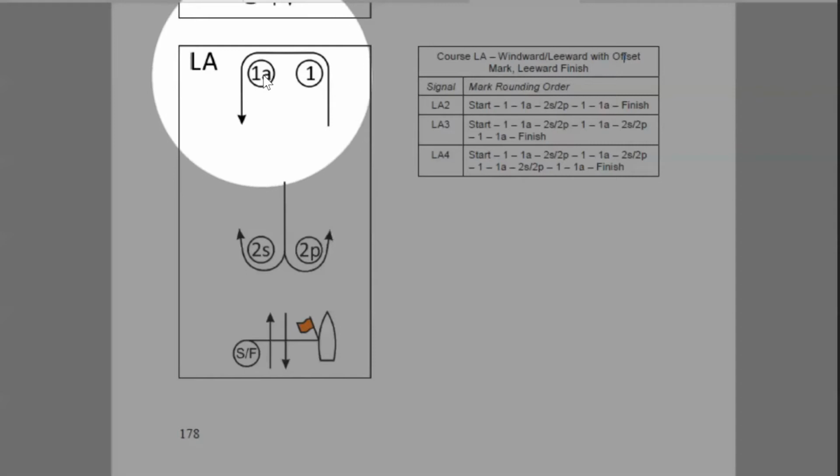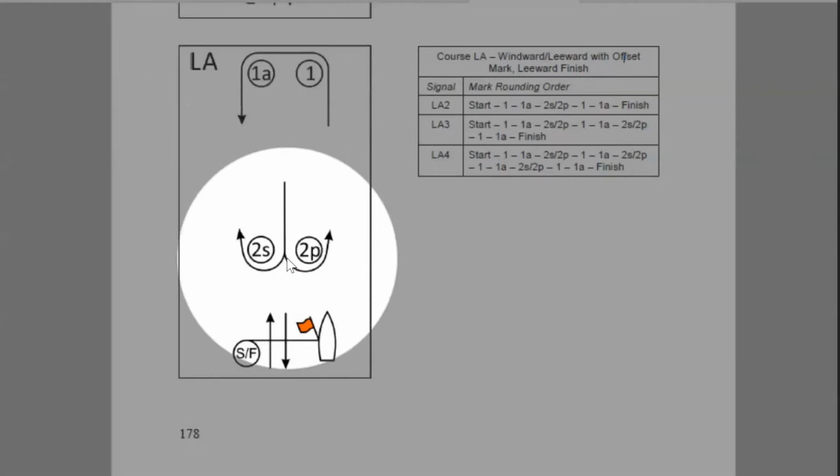Is that going to keep both offset marks? Gates are tools to reduce traffic at mark roundings. If you have a lot of boats coming into a mark rounding, it can get really hairy. So you make it a gate and then people split. So you only have half as many at each gate, at each mark.